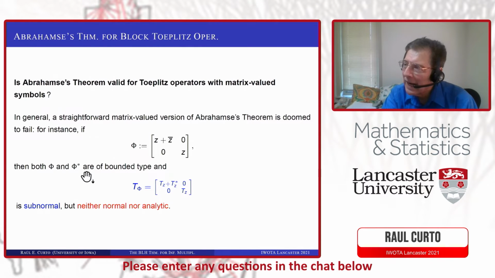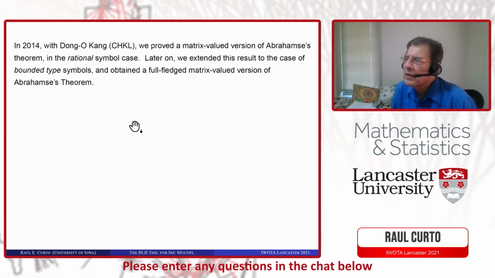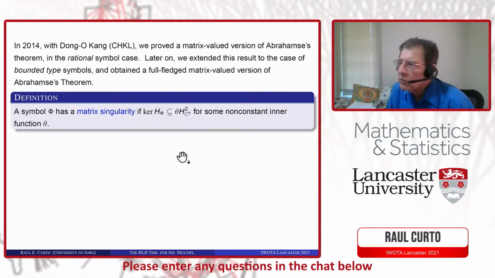We have phi and phi star of bounded type satisfying the hypothesis in Abraham's theorem, and yet the resulting Toeplitz operator is not normal or analytic. In 2014, with the assistance of Dong-O Kang, we proved that a matrix-valued version of Abraham's theorem in the rational symbol case is true. Later on, we extended the result to the case of bounded type symbols and obtained a full-fledged matrix-valued version of Abraham's theorem. So I'm going to show you what we did.